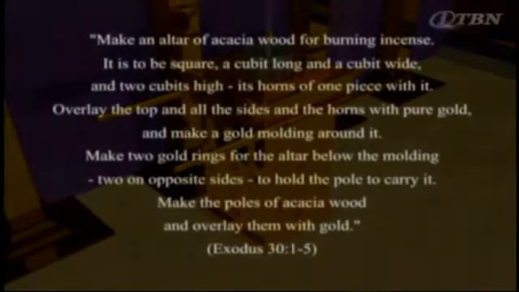Make an altar of acacia wood for burning incense. It is to be square, a cubit long and a cubit wide, and 2 cubits high, its horns of one piece with it. Overlay the top and all the sides and the horns with pure gold, and make a gold molding around it. Make 2 gold rings for the altar below the molding, 2 on opposite sides, to hold the poles to carry it. Make the poles of acacia wood, and overlay them with gold.